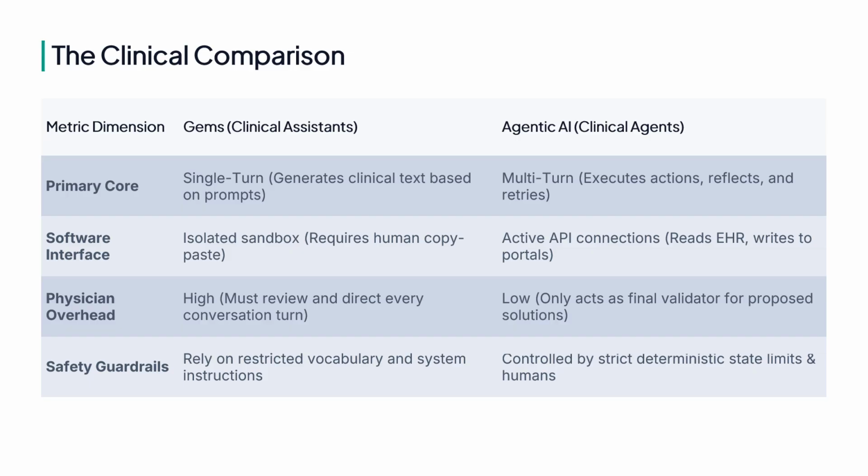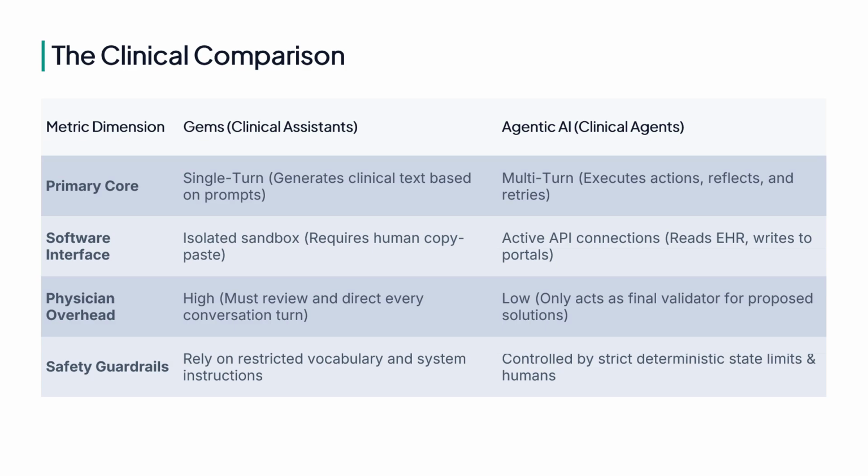So let's look at a matrix again. Your gems are single turn, text in, text out. Your agents are multiple turns. They'll do a whole lot of activities, right? Your software interface, what you're interacting with, is just an isolated system that you're working with for a gem. For an agentic AI, it's more complex on the back end. On the front end for you, it might not look very different from an LLM, but it's going to be interacting with a lot more systems.